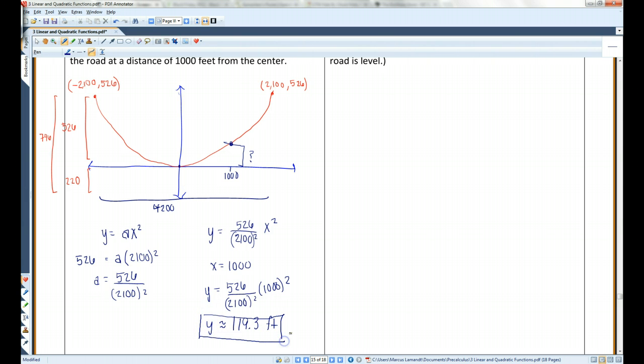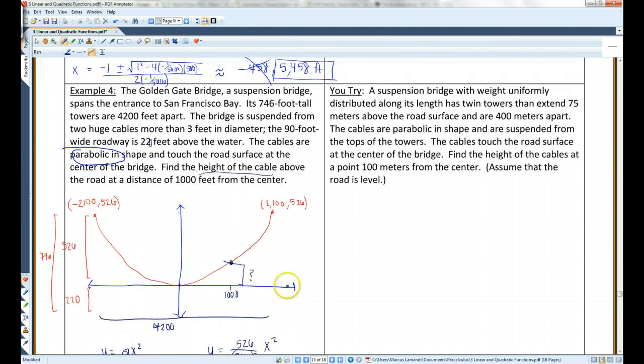Okay, this is actually a pretty difficult problem, so I'm gonna draw the picture for you on this one for the you try. Okay. Let's see here. Actually, I'll just pause it and draw it.